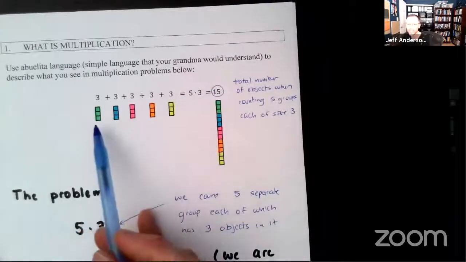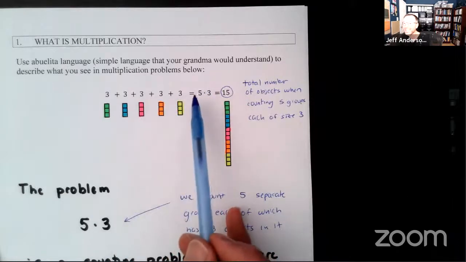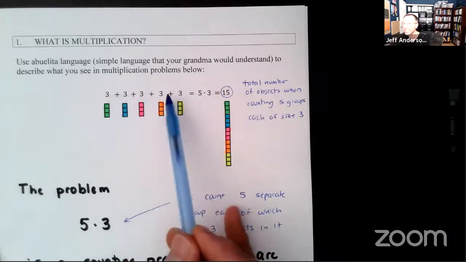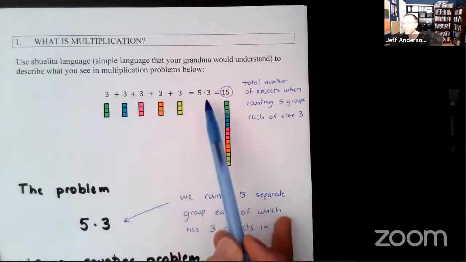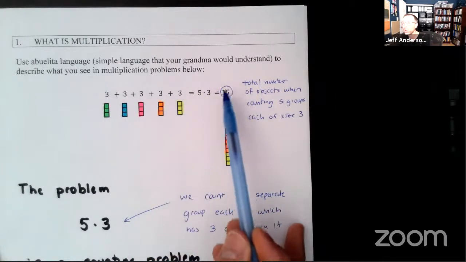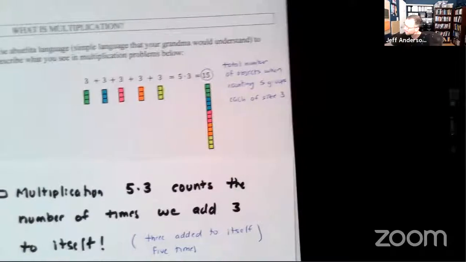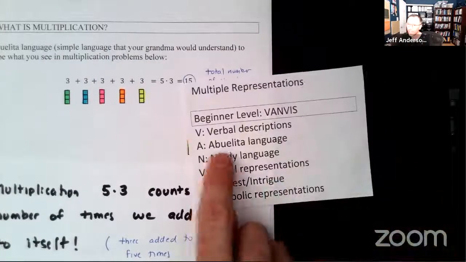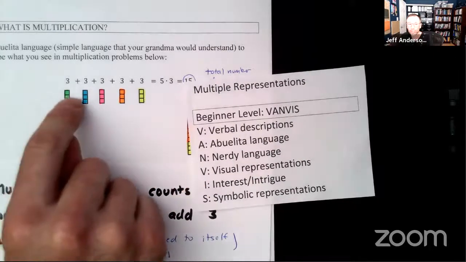One of them is to count the total number of objects. The other one is a count of additions. And we're saying that when we add 3 to itself, when we do addition 5 separate times, we end up with a total of 15 separate objects, and we can actually map those. Now, we've kind of described what we call abuelita language. We're starting to get an intuitive grasp of what multiplication is and different ways to think about it. We have a visual representation for sure.